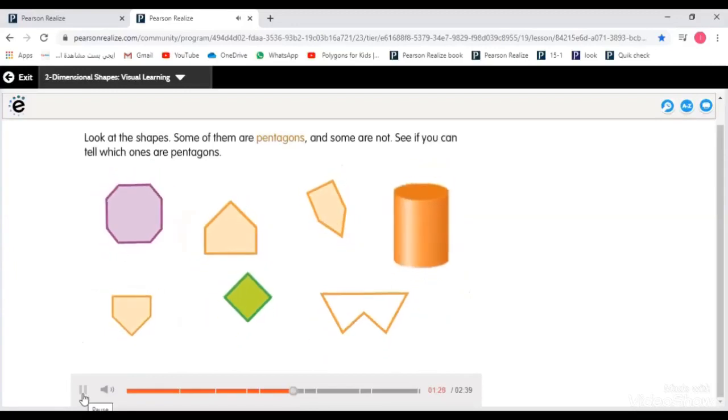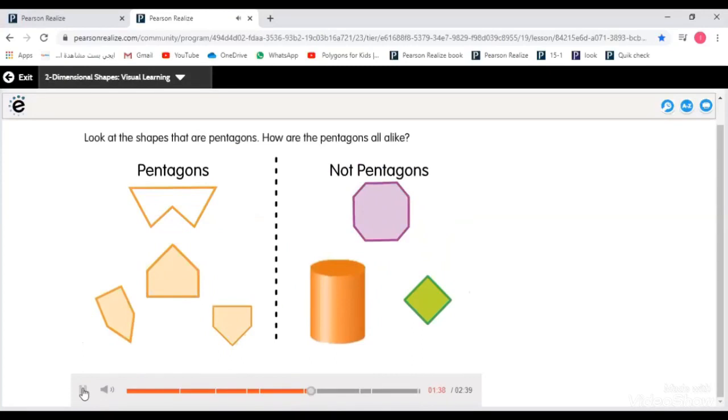Look at the shapes. Some of them are pentagons, and some are not. See if you can tell which ones are pentagons. Look at the shapes that are pentagons. How are the pentagons all alike? The pentagons all have 5 sides. The pentagons all have 5 vertices. The pentagons all have 5 angles.